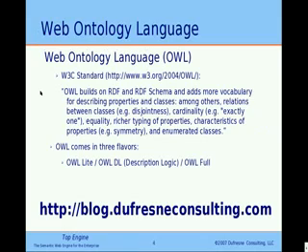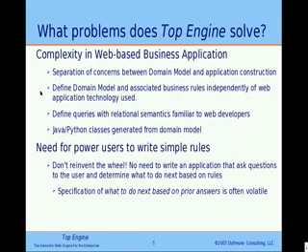The web ontology language is a W3C standard that allows you to build classes and properties using description logic. More on this on my blog at blog.dufresneconsulting.com, where I have a three-part presentation titled Rules and the Semantic Web that shows how to write rules on top of ontologies.